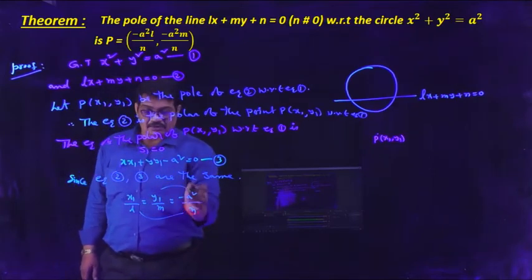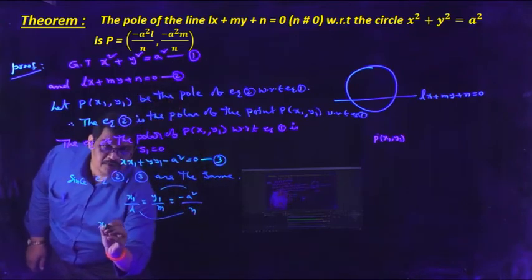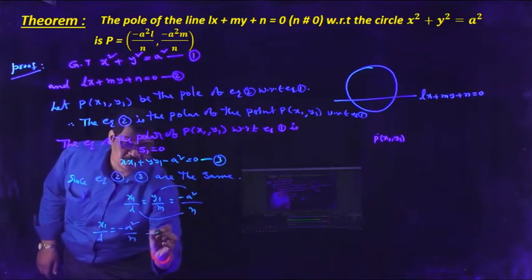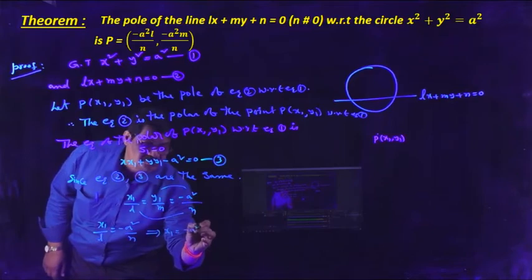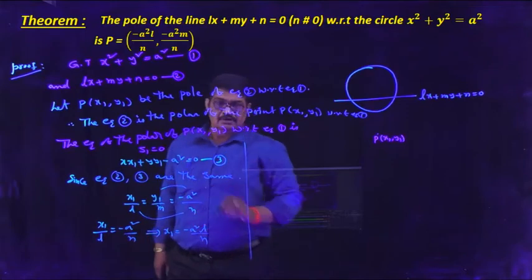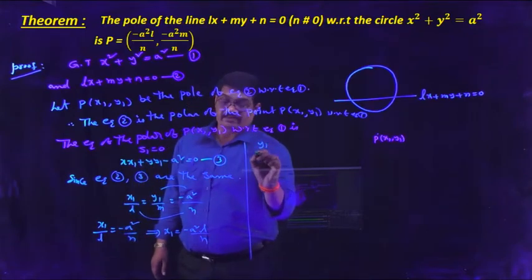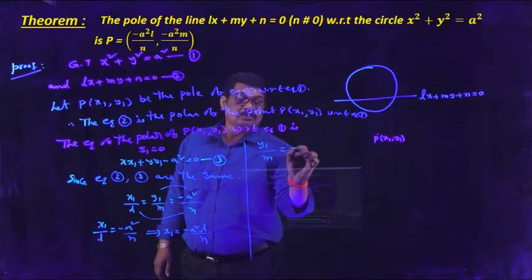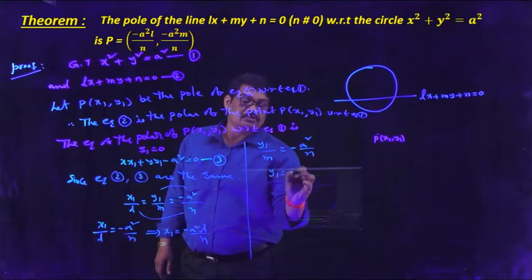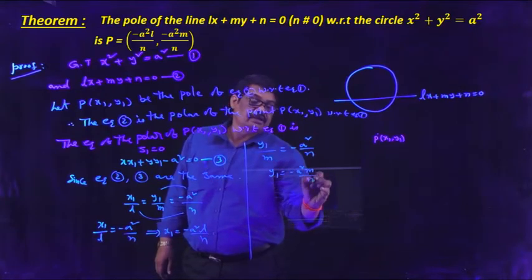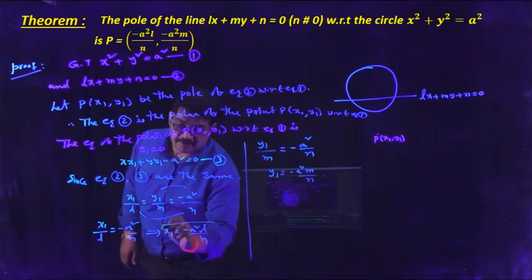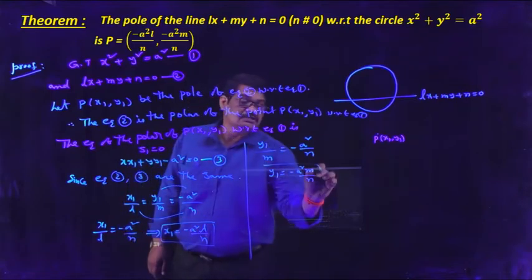From these equalities, now we are getting x1, y1. We are equating these two. We are getting x1 by L is equal to minus a square by n. From that, x1 is equal to minus a square L by n. And also equating last two terms, we are getting y1 by m is equal to minus a square by n. From that, y1 is equal to minus a square m by n. Okay, now we are getting x1 and y1 values. This is x1 and this is y1.